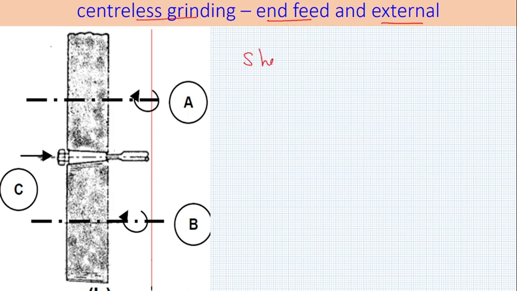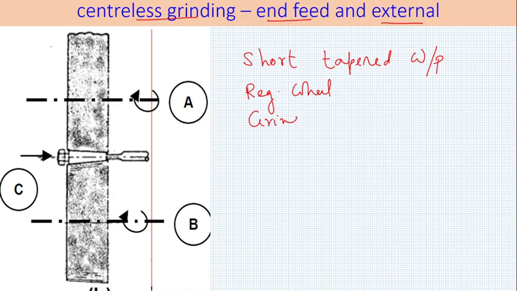This is typically done for short tapered workpieces. Both the regulating wheel as well as the grinding wheel are to be tapered so that the job geometry is created.